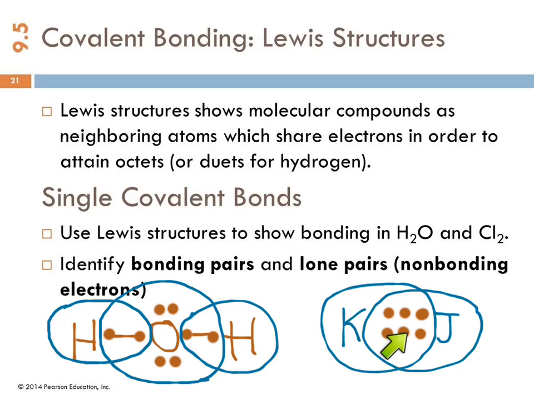So the shared electrons count for both, okay? So here, oxygen gets an octet by sharing 2 electrons, one with this hydrogen and one with the other hydrogen. And the hydrogen gets a duet, which is all it can handle, by sharing its 1 electron with the oxygen. So by sharing, we satisfy the octet rule.